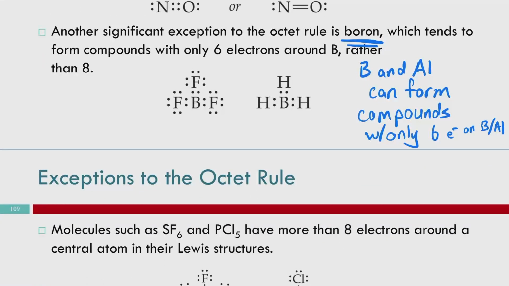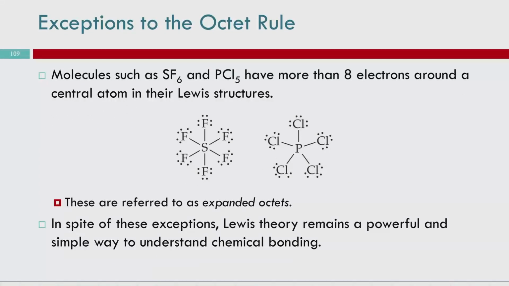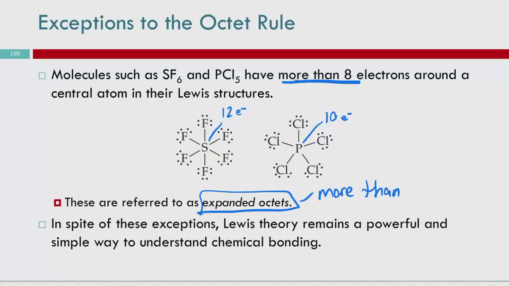We also have some other exceptions to the octet rule. Some larger elements can have more than 8 electrons around them in their Lewis structures. So for example, SF6 and PCl5: the sulfur in the middle has 6 bonds, which would give it 12 valence electrons. The phosphorus here has 10 electrons, and we call these expanded octets. So this is when we have more than 8 electrons. It's bigger than an octet.